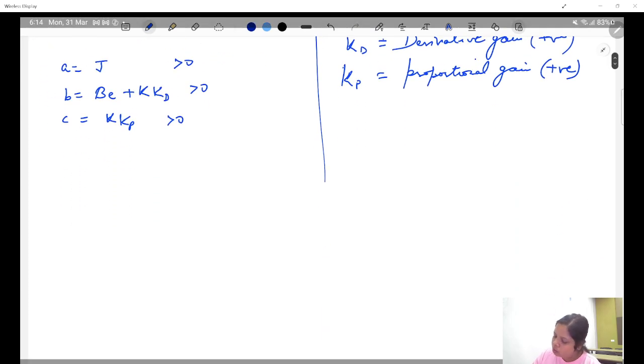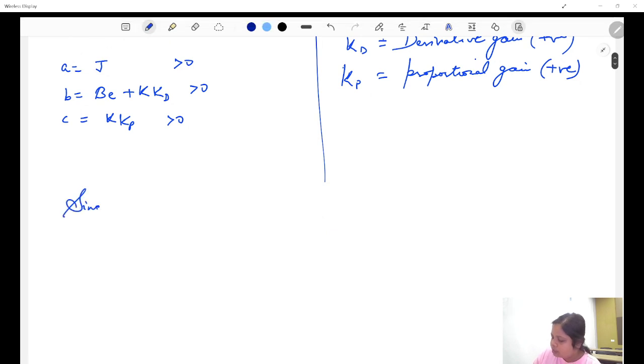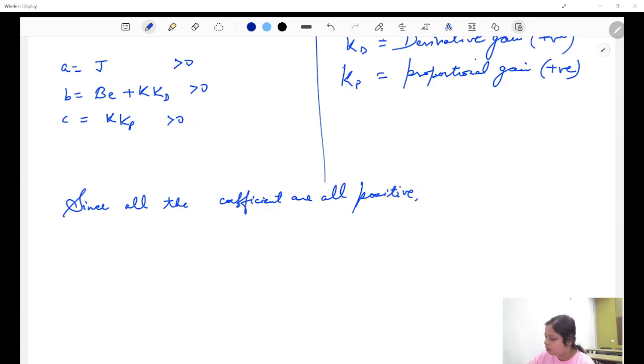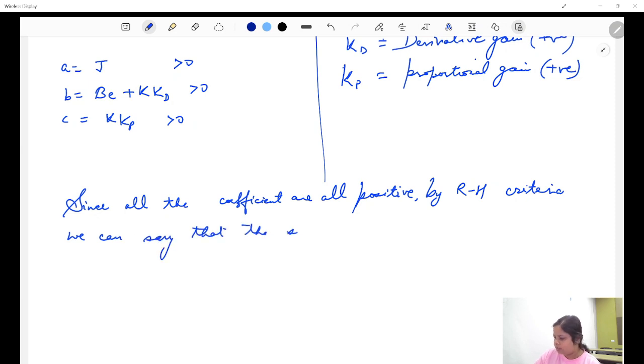Since all the coefficients are positive, by Routh-Hurwitz criteria, we can say that the system is stable.